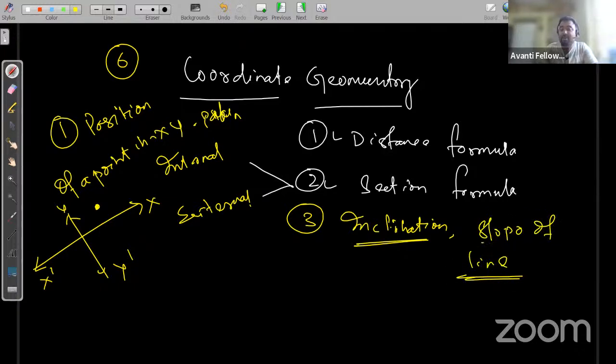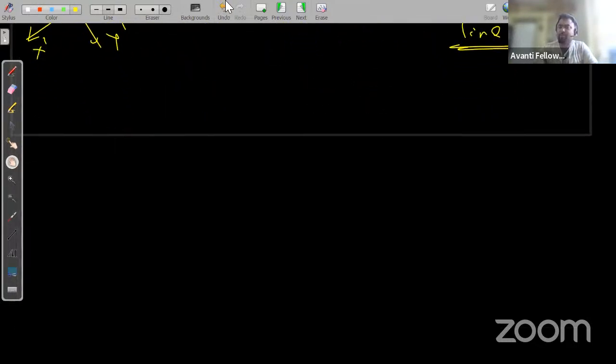Okay, inclination of a line and slope of a line. What is inclination of a line and what is slope of a line? We'll cover this. How to find slope? What do you mean by slope? Anyone have any idea about slope? What is actually slope? Anyone? Slope of a line.